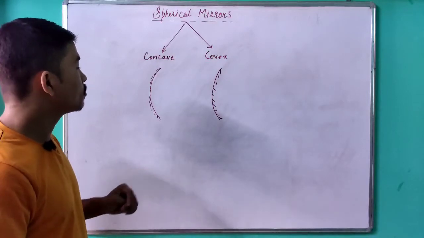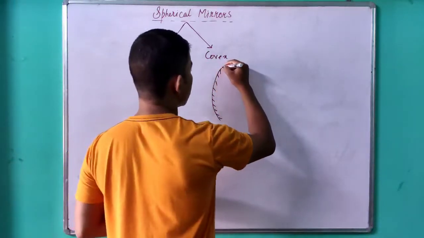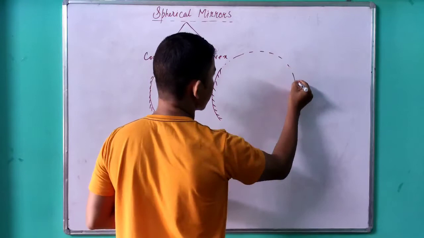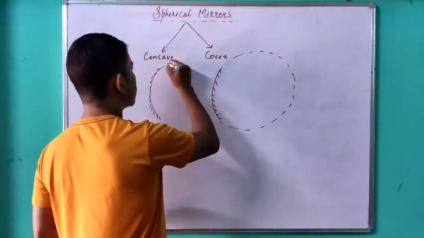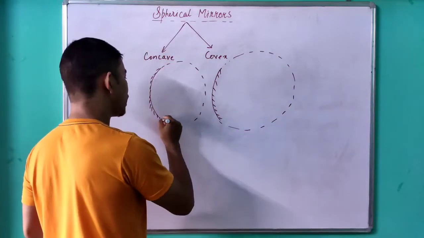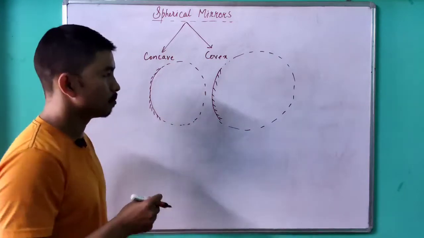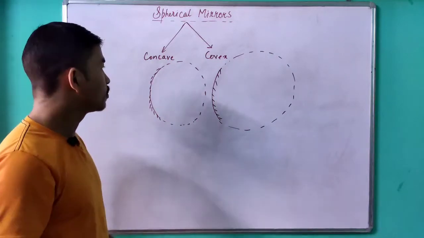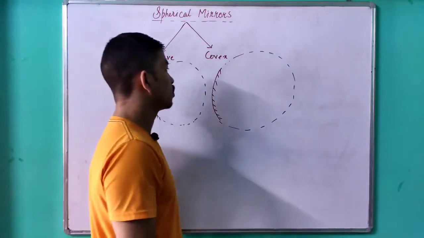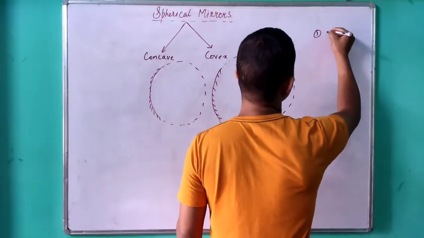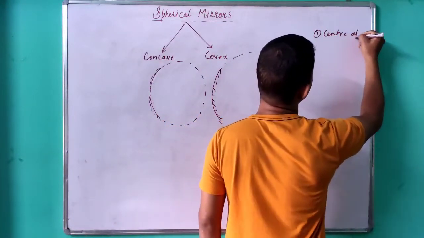Now coming to both of these mirrors, we can complete this arc to form a bigger sphere. In both cases, I can make a complete sphere. Now there are some terms related to both spherical mirrors, the first one being the center of curvature.